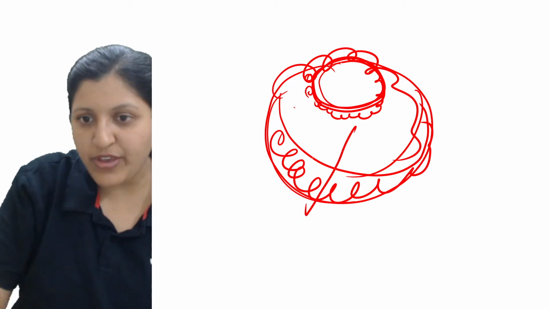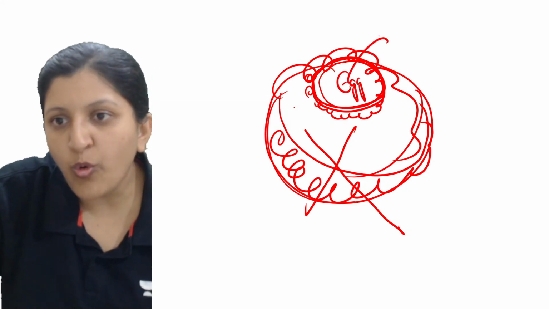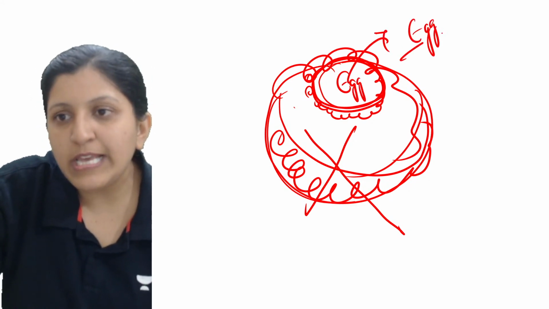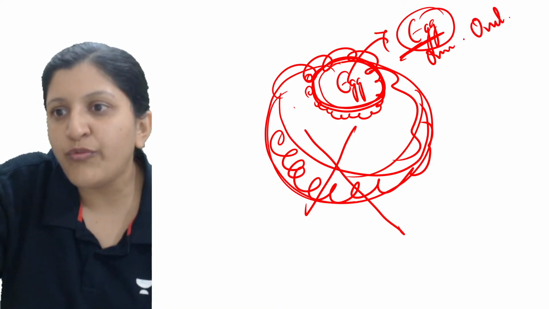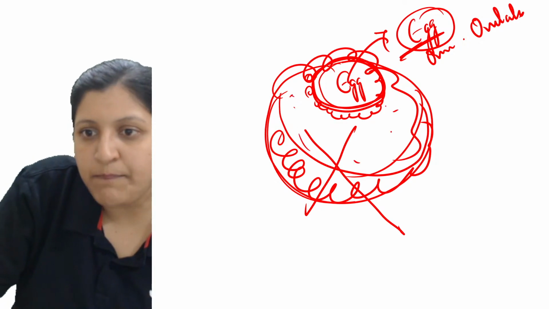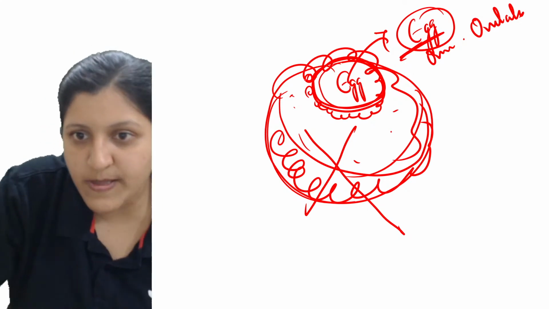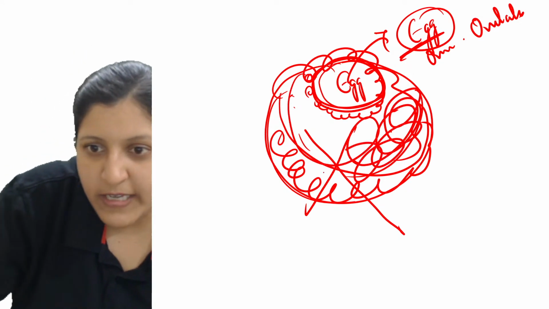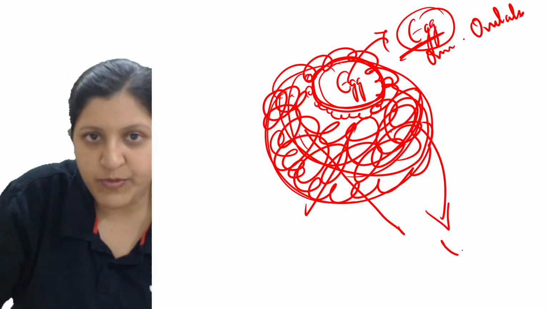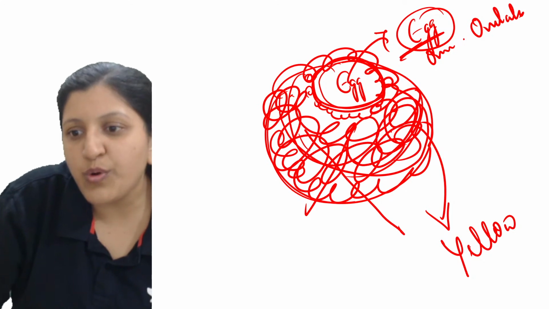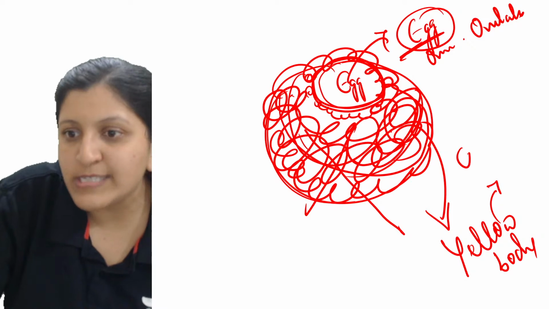Once the Graafian follicle ruptures, the egg, the ovum, is released. This part we call the ovulation process. And this remaining part, once the release of the egg is done after the Graafian follicle ruptures, this remaining mass you find here is the one which becomes the yellow body, which is also called the corpus luteum.